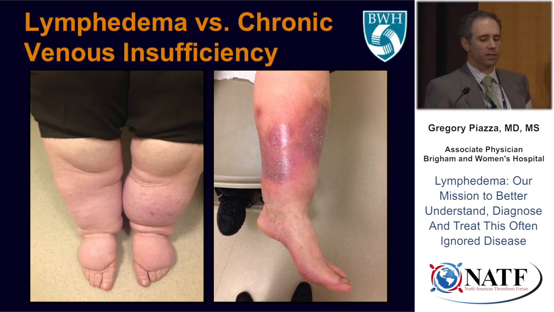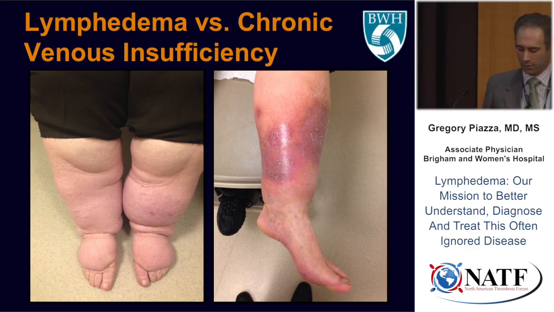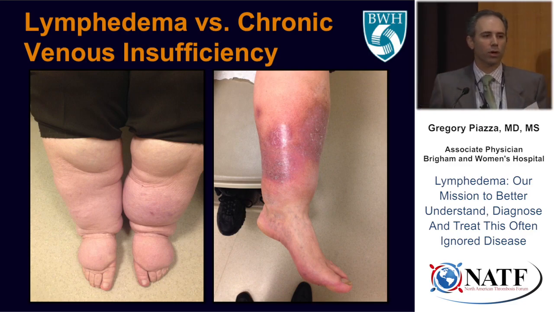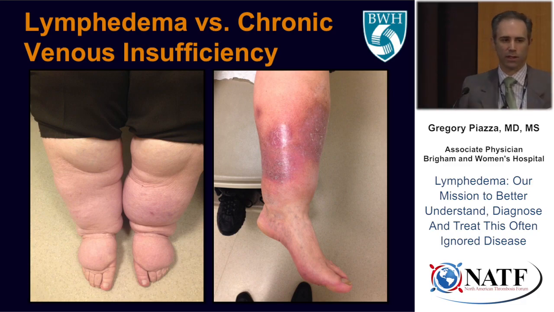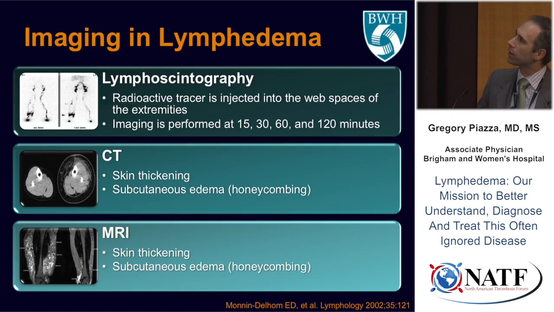We also have to distinguish lymphedema from chronic venous insufficiency. Here we have a patient with lymphedema, and here we have a patient with chronic venous insufficiency. The real difference is oftentimes the toes in chronic venous insufficiency are spared, whereas they're involved in lymphedema, even the dorsum of the foot. And chronic venous insufficiency has hyperpigmentation change that you don't usually see with lymphedema unless there's superimposed venous insufficiency on top of the lymphedema.